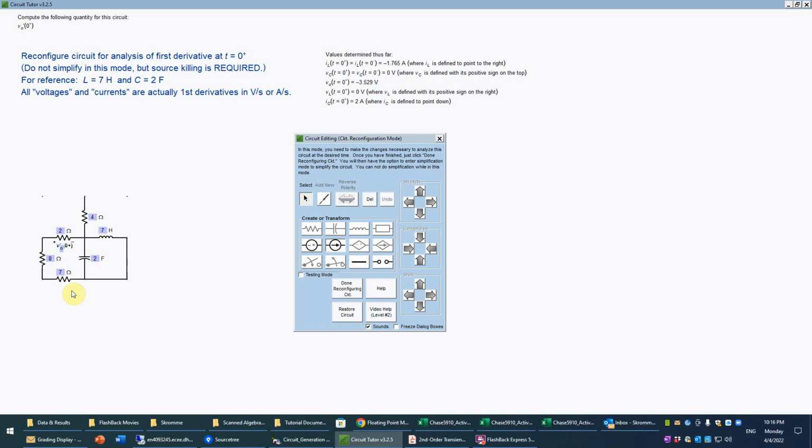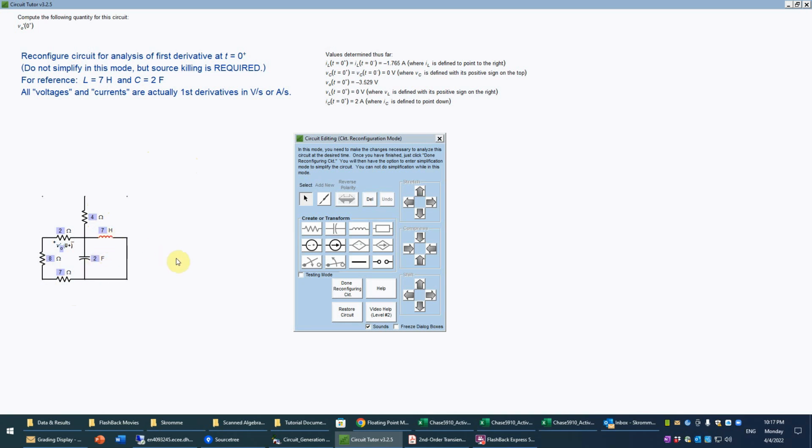Resistors are going to stay all the same, and that's because if V equals IR, then if you differentiate that, it says V prime is equal to I prime R. And so it obeys basically the same Ohm's law for the first derivative of the voltage and current as the voltage and current themselves do. And so that means resistance values, nothing happens to those. They stay the same. What we do need to change would be the inductor and the capacitor.